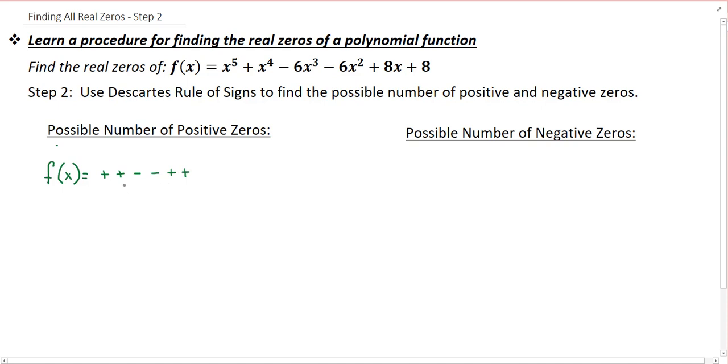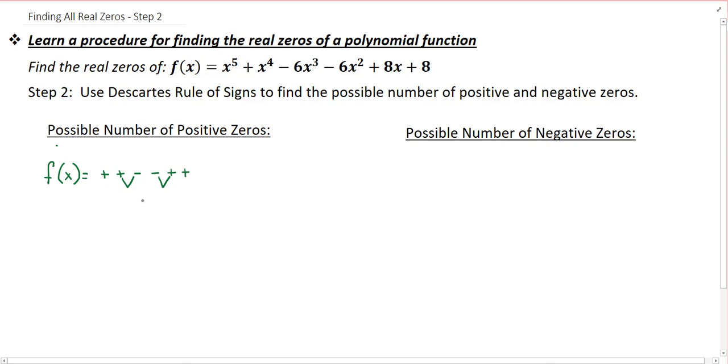And then what we want to count is how many times we switch signs. We call that the number of variations of signs. From positive to positive, that's not a switch. But from positive to negative, that is a change of signs. Negative to negative, no. But negative to positive is a change of signs. Positive to positive, no. And so what we can see here is we have 2 variations of signs.